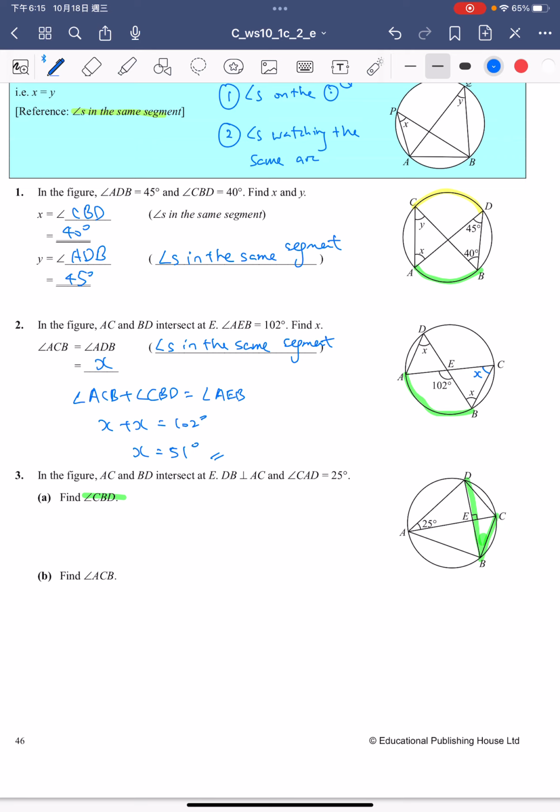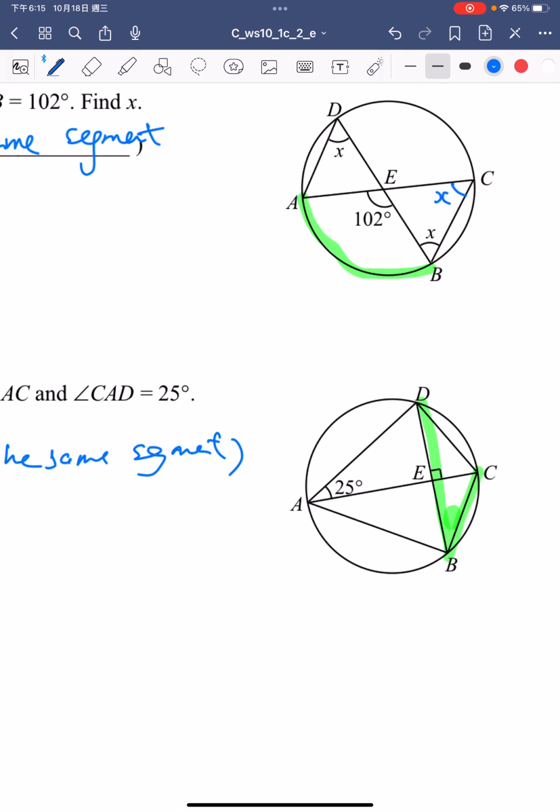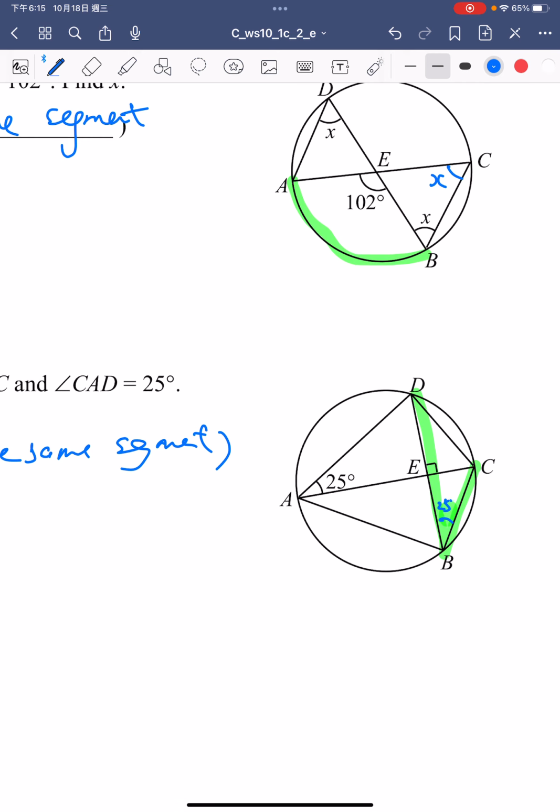So I say again, this is our required angle. It is subtended by our arc CD, and this arc CD is subtended by this 25 degrees as well. So we can say that the angle CBD is equal to the angle CAD by using angles in the same segment, and this is equal to 25 degrees. So now we have our required angle equal to 25 degrees.